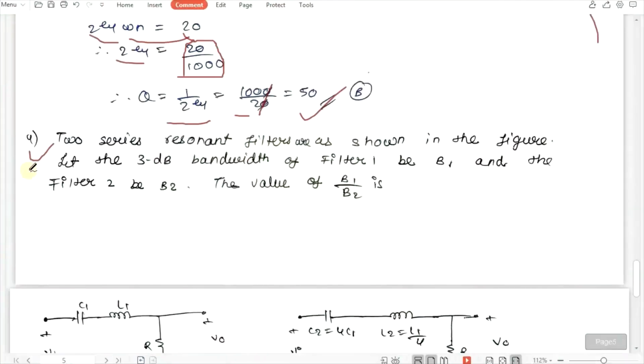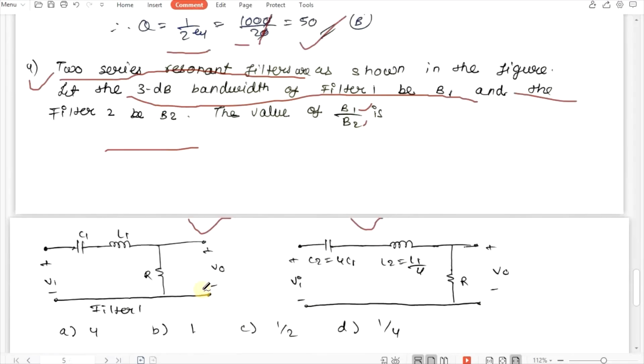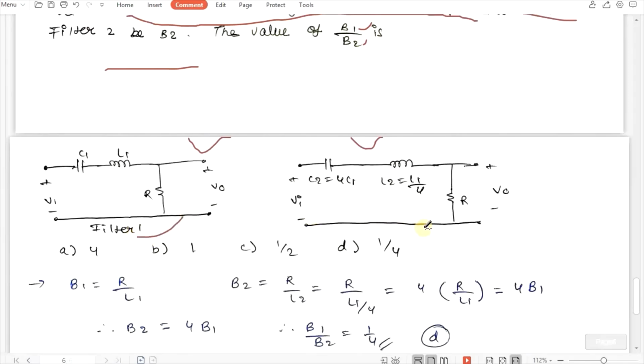So let's say this question is also from GATE, and this question says that two series resonant filters are shown in the figure. These are the two filters. Let the 3 dB bandwidth of filter 1 be B1 and of filter 2 be B2. We have to get the value of B1 by B2 of these filters. This is one filter, this is the second filter.